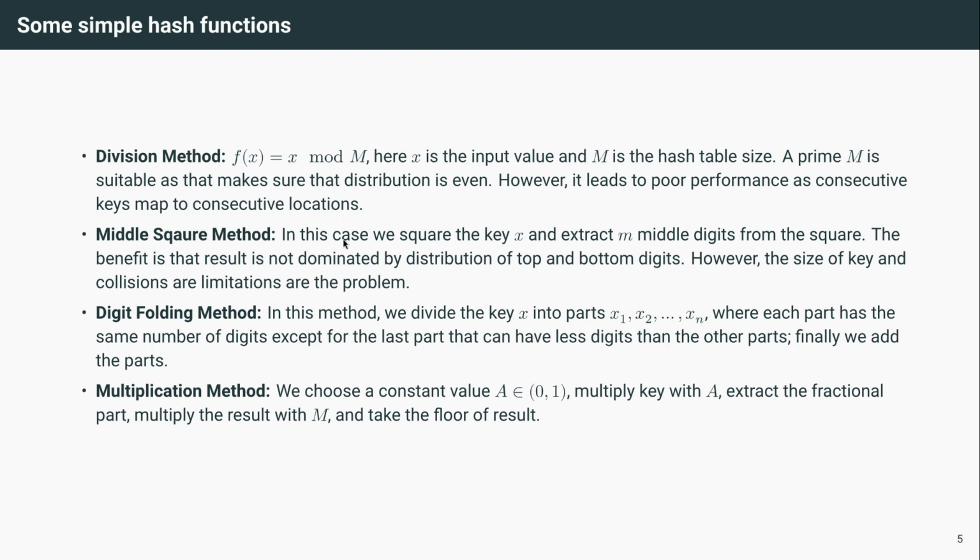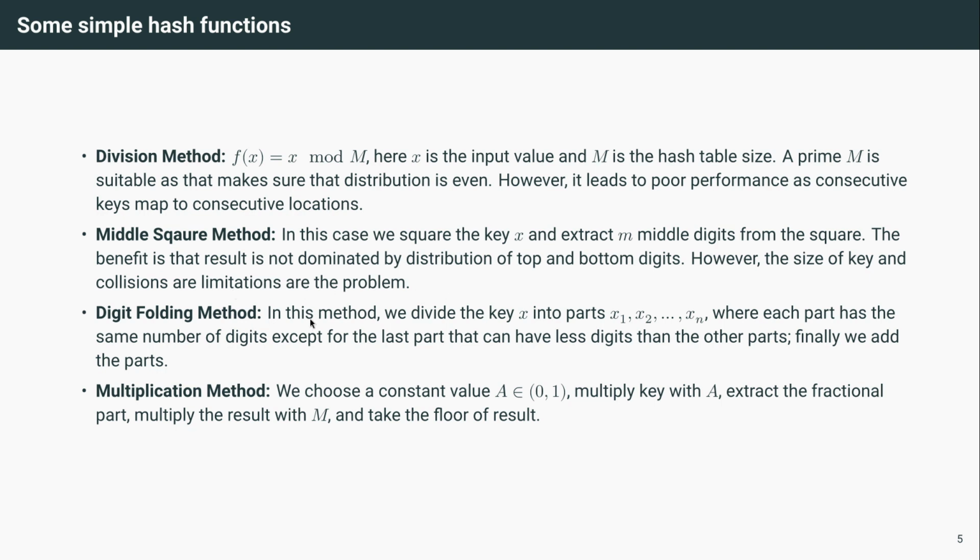In the middle square method, we take the key x and m middle digits from the square. So you square it. For example, you take 40, you square it. 40 squared is 1600, so you take the middle digits 60. The benefit is that the result is not dominated by the distribution of top and bottom digits. However, the size of the key and collisions are limitations of the method.